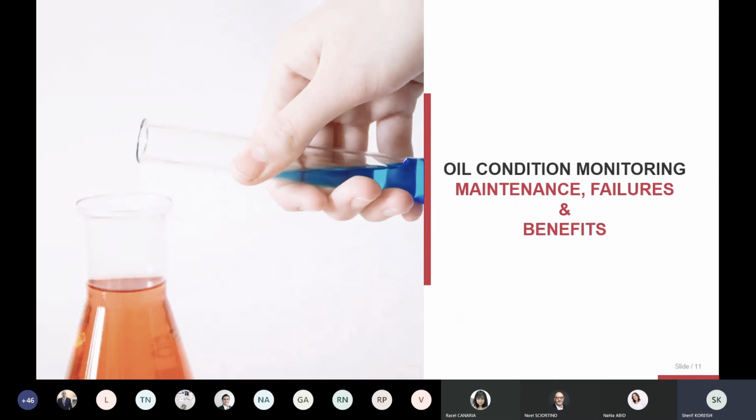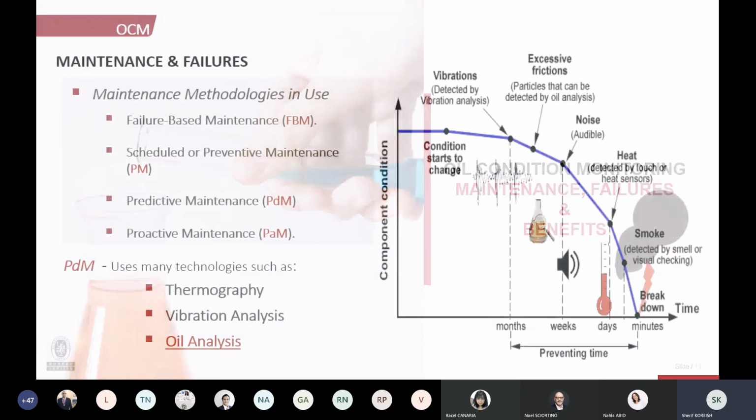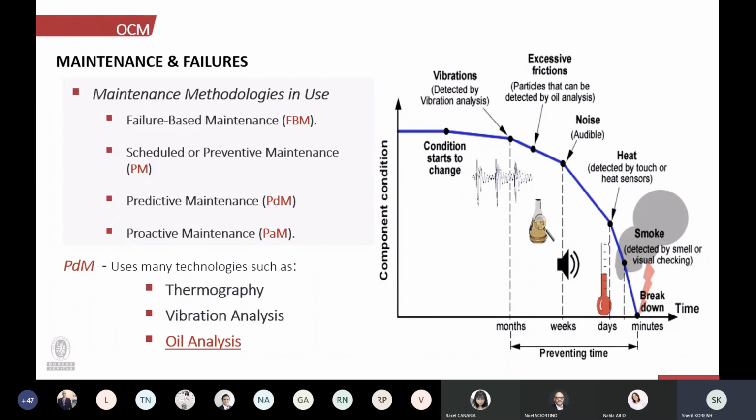The first section of this webinar will be about maintenance, a brief idea about the maintenance failures and the benefits from the oil condition monitoring program. And as all of us know, there are several maintenance methodologies and programs which are being used. Four of them are listed here: failure-based maintenance, FBM; scheduled or preventive maintenance, PM; predictive maintenance, PDM; and proactive maintenance, PAM. This can be discussed later in a different webinar.